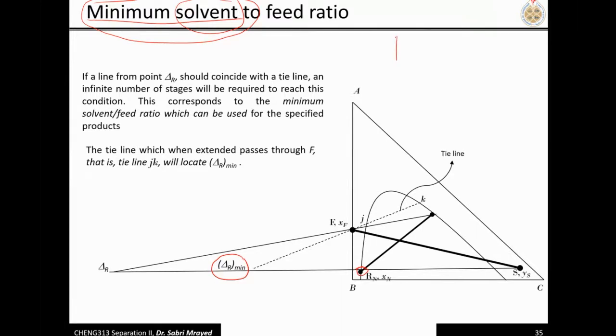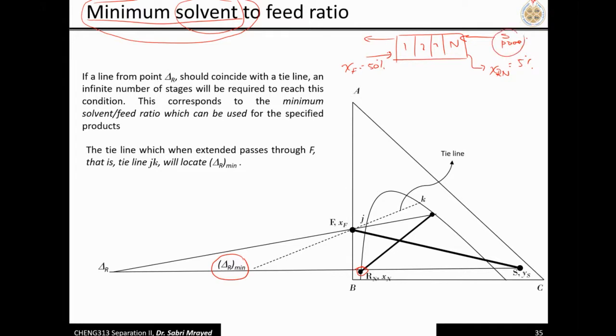Let's say, for example, you have some stages, you don't know how many stages, from 1 to n, and you have solvent with 0 composition, so pure solvent. You have this feed that contains, let's say, X feed is 50%, just an assumption. And you want to clean to obtain XRn equal to 5%. What is the minimum amount of solvent that can be used?